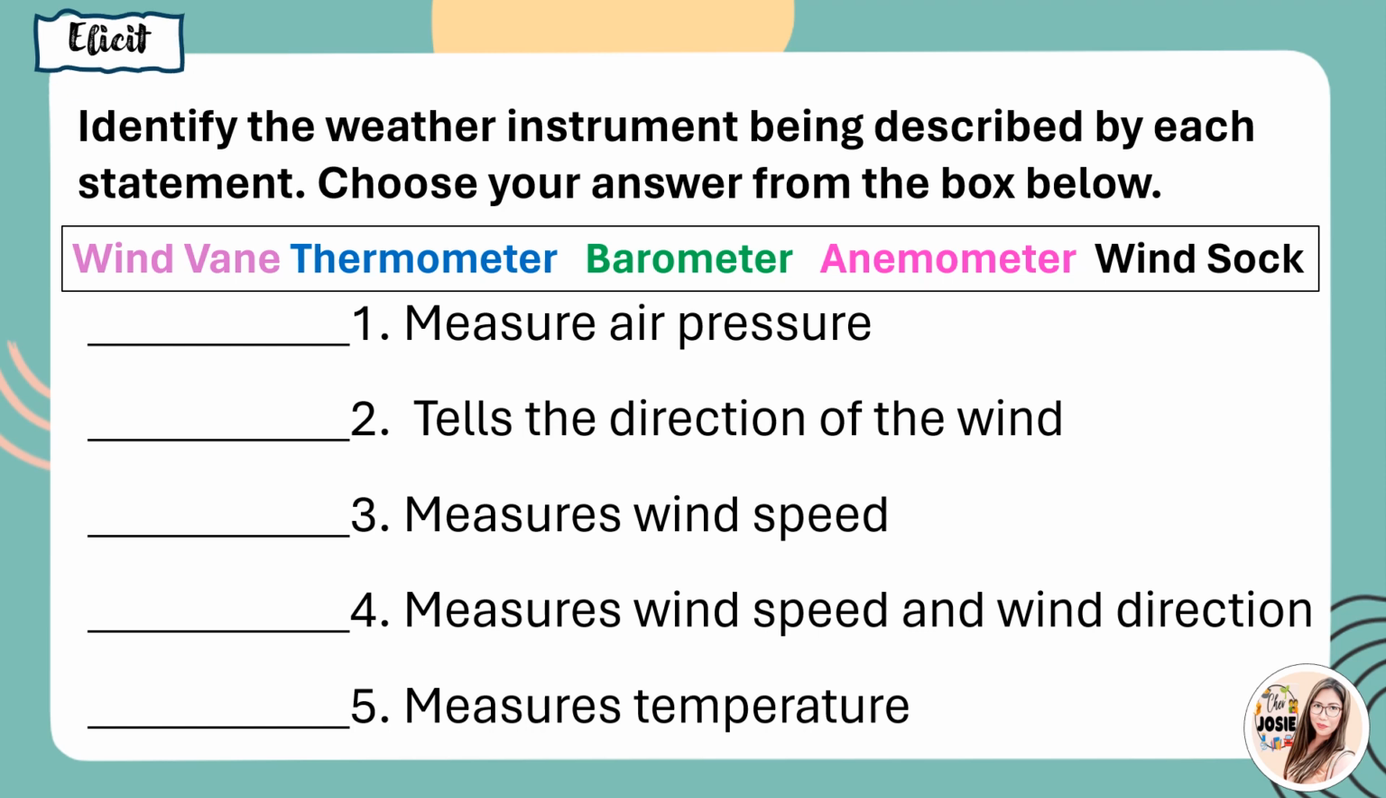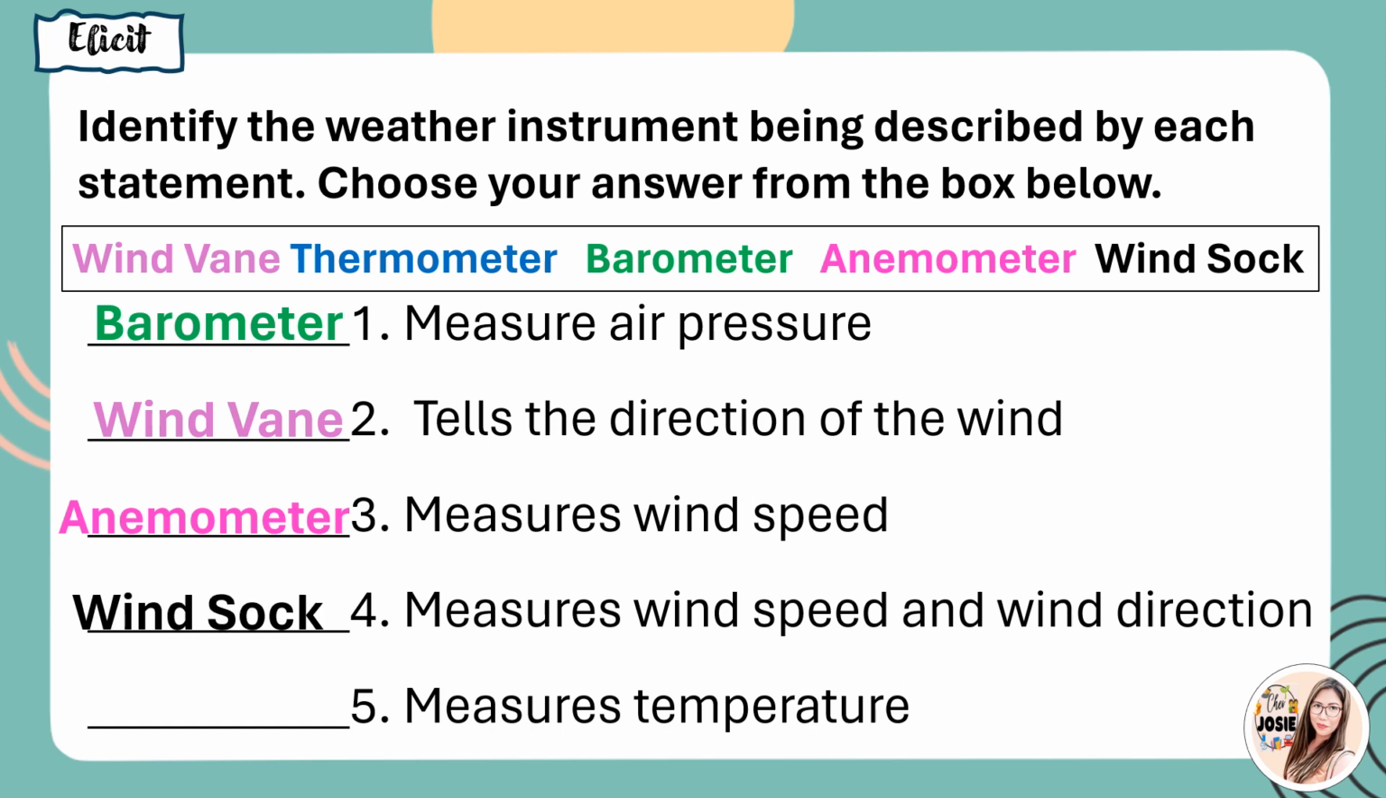Let's check your answers. For number 1, measure air pressure. The answer is barometer. Number 2, tells the direction of the wind. The correct answer is wind vane. For number 3, measures wind speed. The answer is anemometer. And number 4, measures wind speed and wind direction. The answer is windsock. And number 5, measures temperature. The answer is thermometer. I do hope you got a perfect score.